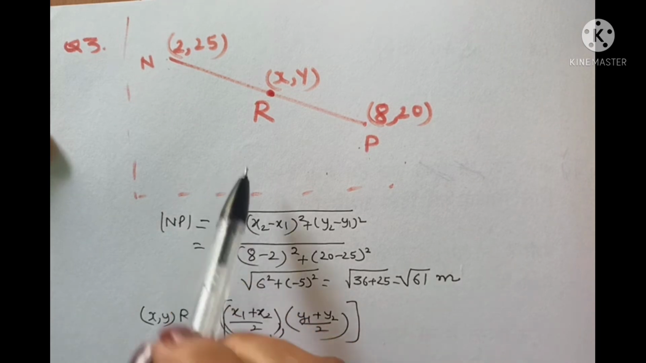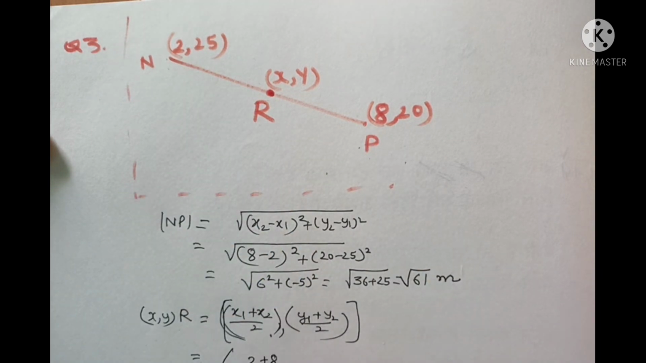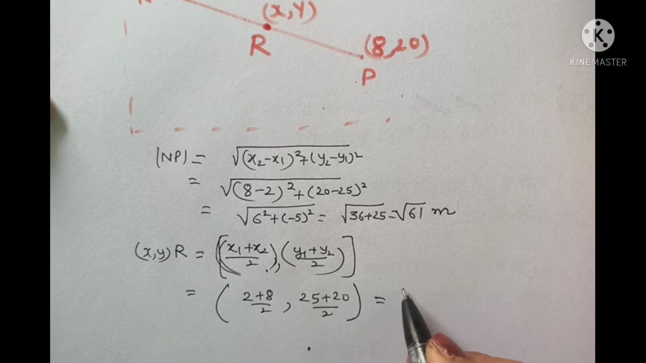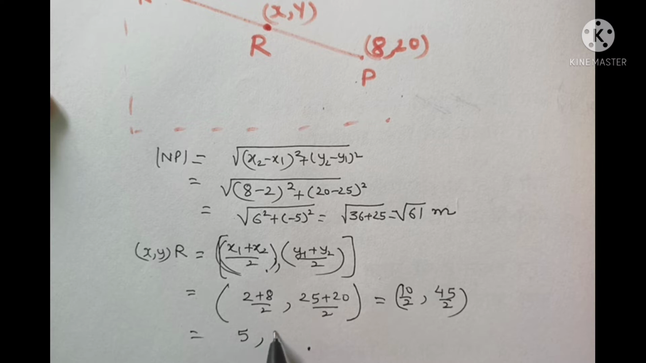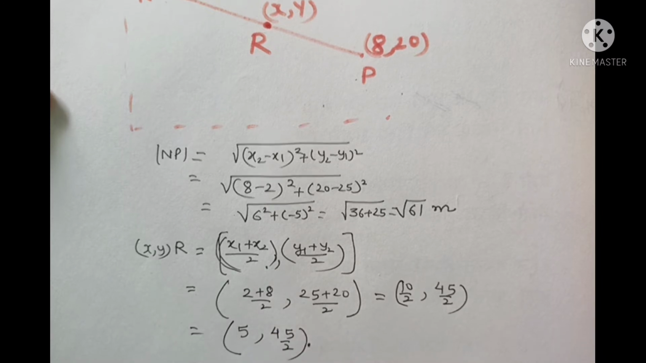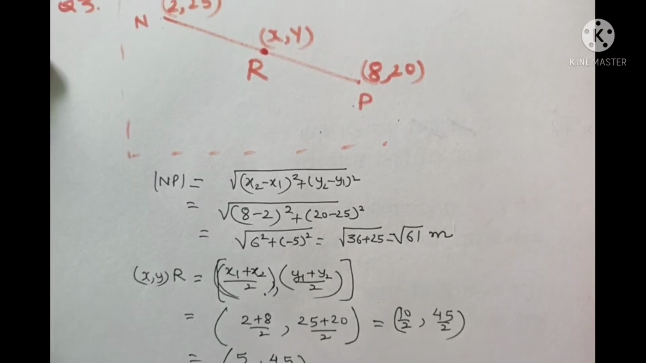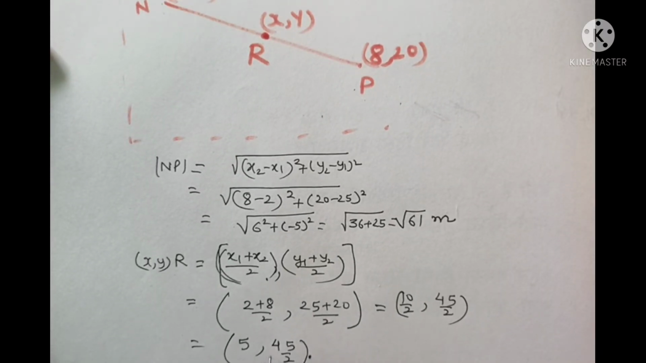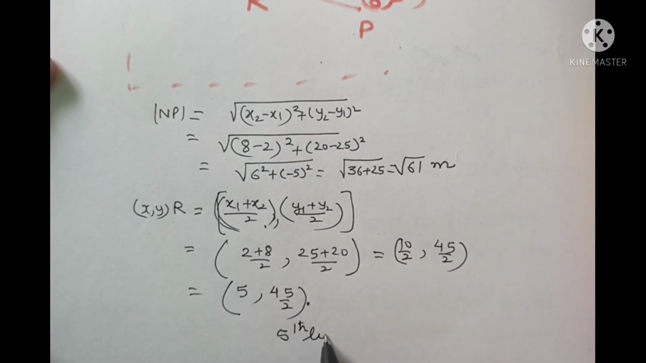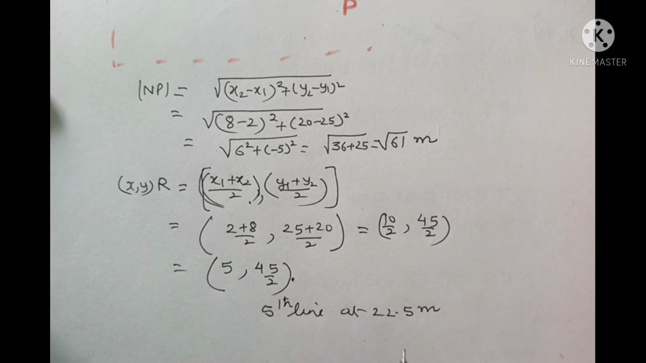So let us find out now 2 plus 8 by 2, comma 25 plus 20 by 2. So this gives you 10 by 2, comma 45 by 2, or 5, comma 45 by 2 is the answer, where Rashmi should post her flag on the 5th line, right? On the 5th line, and at a distance of 45 by 2 units. So she should post her flag on the fifth line at 22.5 meters of distance. 45 by 2 is 22.5.